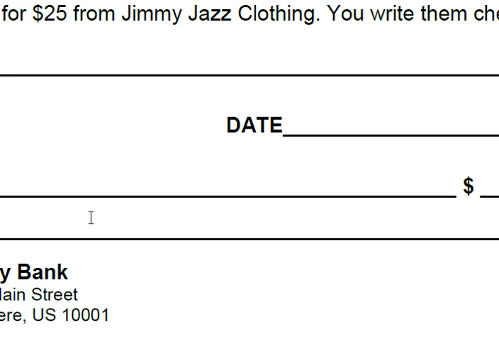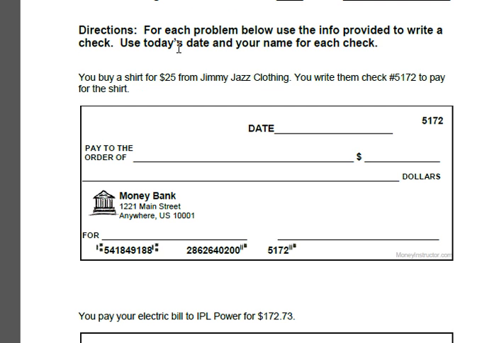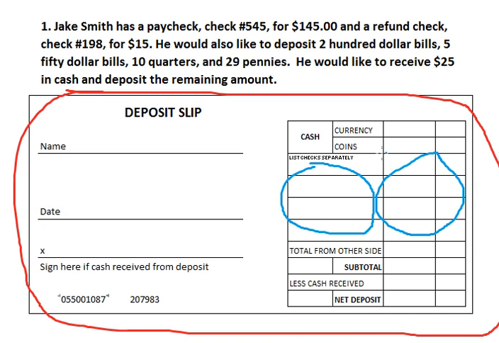Here's an example of what a check could look like, and I'm going to make it a little bit smaller. Right over here you see 5172. In the top right corner of a check, you're always going to be able to find some sort of check number. And that's what you would write down over here. And then, of course, the dollar amounts.